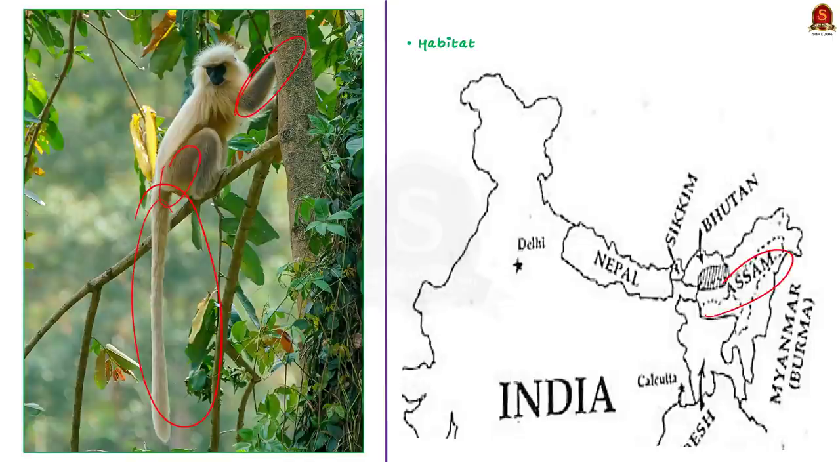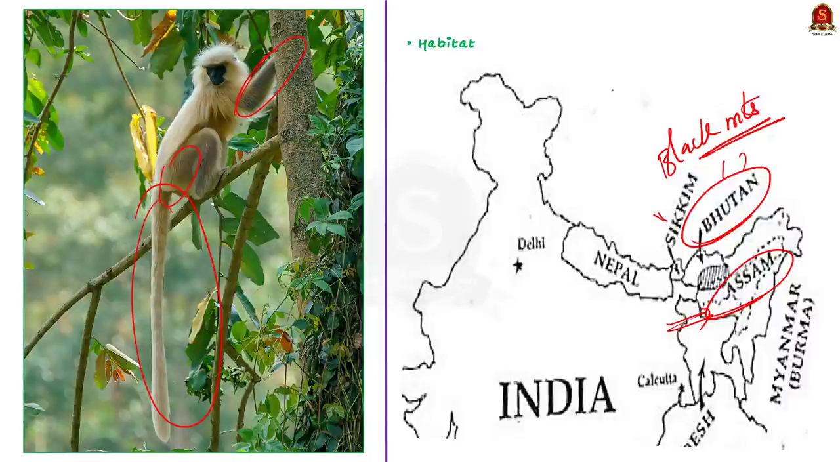That too particularly in Assam, and also if you are residing in Bhutan, you will be able to spot a golden langur. See, these golden langurs are found in a small region of western Assam in India and in the neighboring foothills of the Black Mountains of Bhutan. These monkeys live in tropical moist forests.